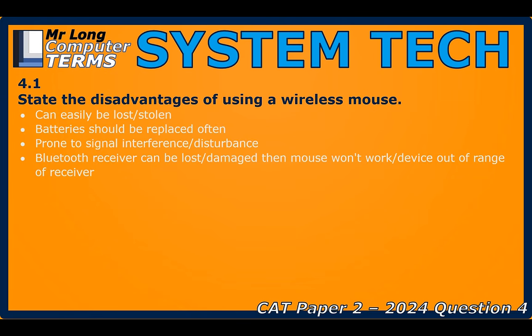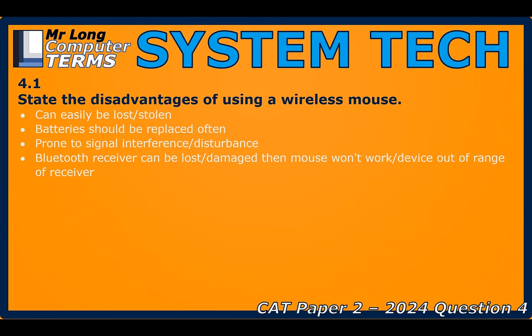And then there's the whole connectivity issue. They can be prone to signal interference or disturbance, which can make your mouse feel sluggish or jumpy or just unresponsive. Think about a crowded Wi-Fi environment or lots of Bluetooth devices around. Oh, I've definitely felt that lag. It's incredibly frustrating when you're trying to click something small or you're in a game.